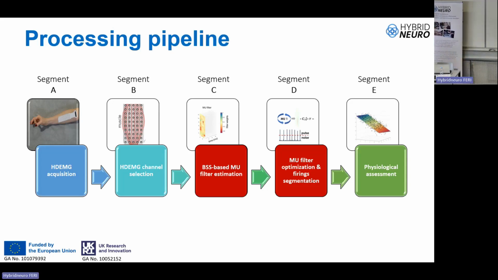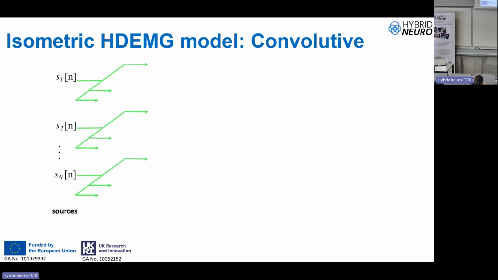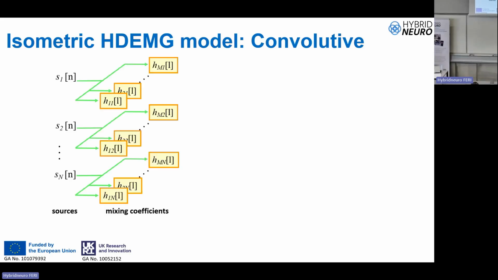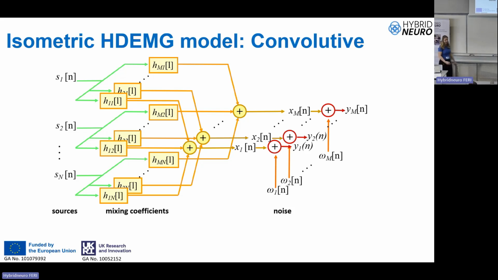So if we start with the convolutive model of high-density EMG, we have sources, and sources are actually motor unit spike trains. From those sources, we have mixing coefficients or convolutive kernels, which are actually motor unit action potentials. If we add all those motor unit action potentials together, and also add noise, we get the EMG, we get high-density EMG signals.